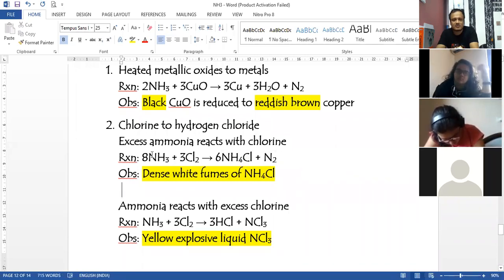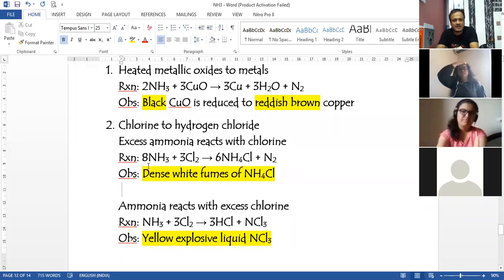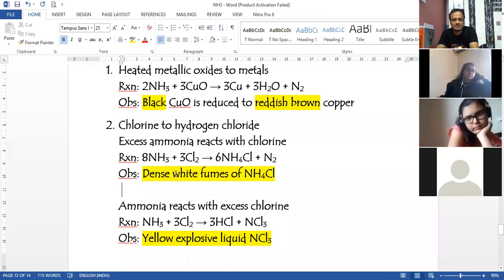Okay, so this reaction you have to study. In both these cases, reaction and observation are the things which will be asked. So these are the things which you have to remember over here. So when I'm taking excess of ammonia, I'll be getting ammonium chloride and nitrogen gas. So the observation in this reaction would be of ammonium chloride. So you all know the observation for ammonium chloride, which is dense white fumes, right?